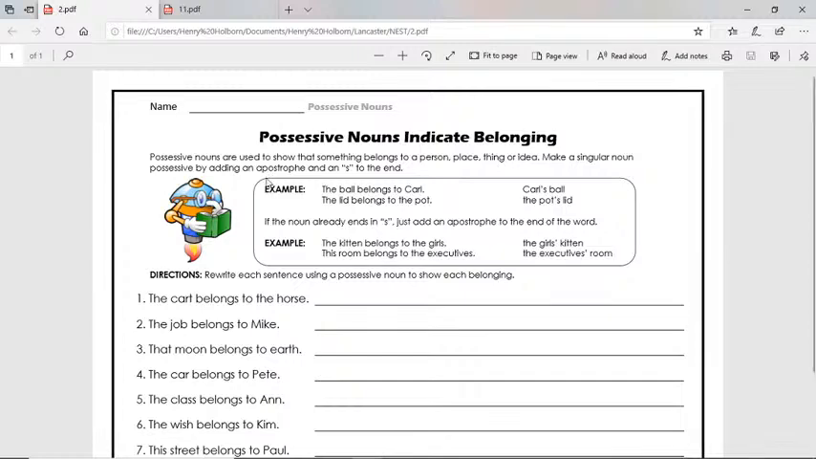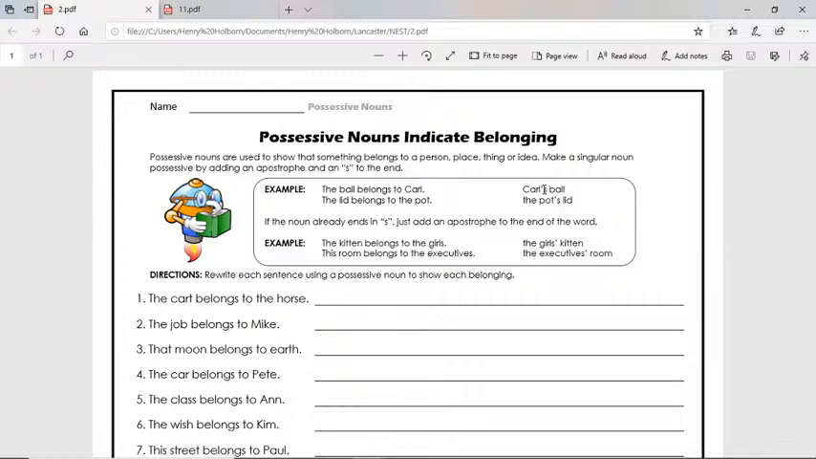Make a singular noun possessive by adding an apostrophe. An apostrophe is one of these, kind of like a speech mark up there. So it looks a bit like a comma, but on top. So, for example, the ball belongs to Carl, and if it belongs to Carl, we put the apostrophe after his name, and then you put an S afterwards. So it would be Carl's ball. The ball belongs to Carl. To shorten it, to make it simpler, you type in Carl's ball.